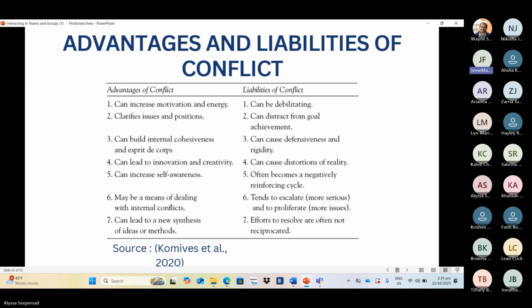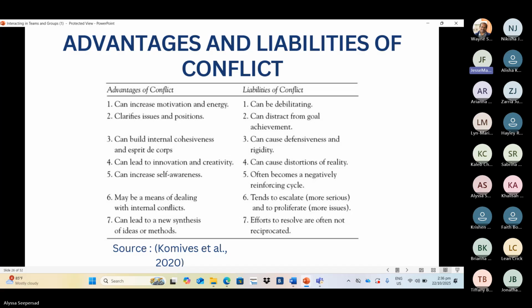So, conflict actually comes with advantages and liabilities. The first advantage is that conflict can increase motivation and energy. So, conflict can actually push people to want to work harder and care more about solving the issues at hand rather than just avoiding it and leaving it there to ruin the relationship of the group.